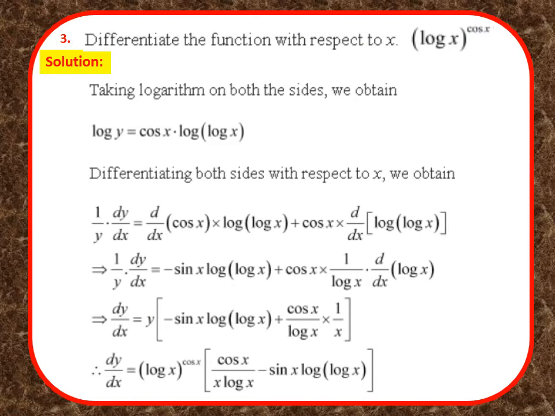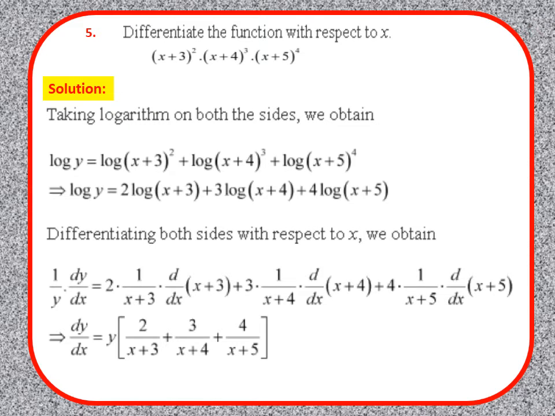Move into question 3. Differentiate the function with respect to x. The function is (log x) power cos x. So taking log both sides, we will get log y is equal to cos x before log, so cos x into log of log x. So we can differentiate both sides with respect to x simply. So we will get 1 upon y dy upon dx. And now we are going to apply the product rule in the RHS. First is cos x, second is log of log x. So apply the product rule in the RHS, you will get your desired solution.